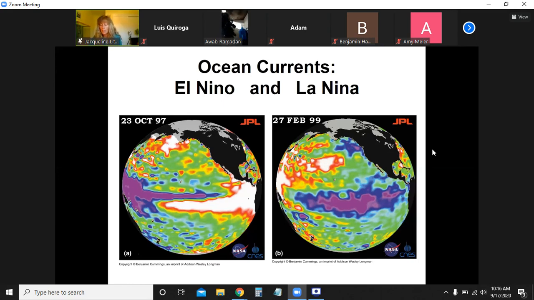So today the term is often used in reference to this unusually warm water conditions off the equatorial region of the Pacific, in the Pacific Ocean. And then La Nina is Spanish for the little girl, and it refers to the abnormal cold ocean surface temperatures in the equatorial Pacific when actually fishing is better.